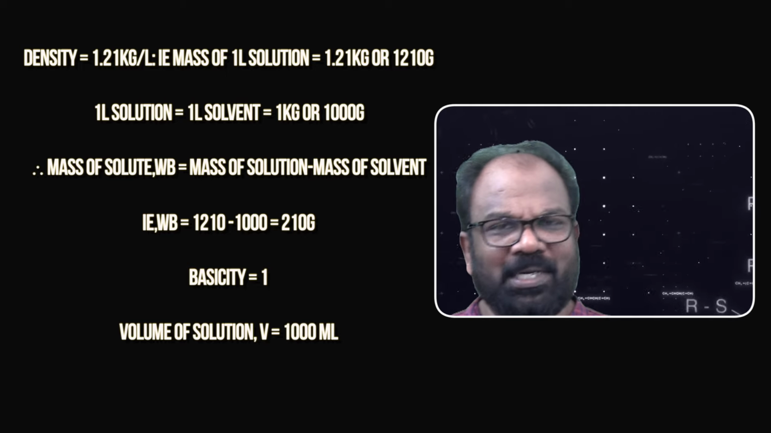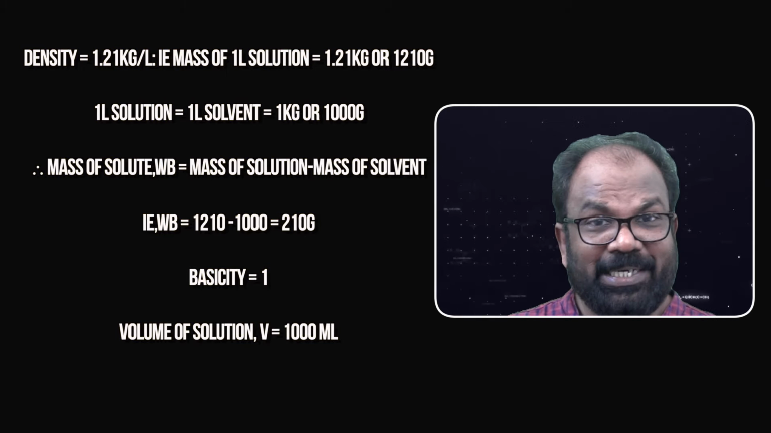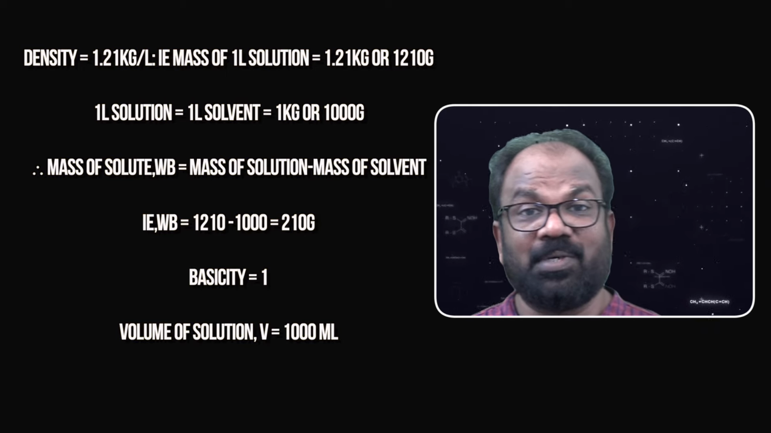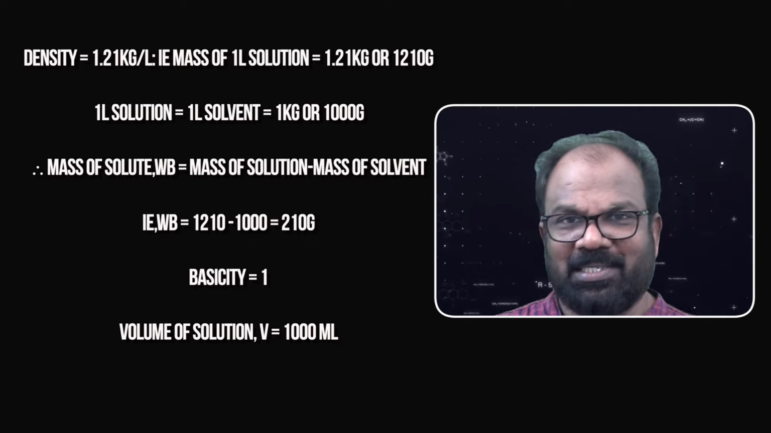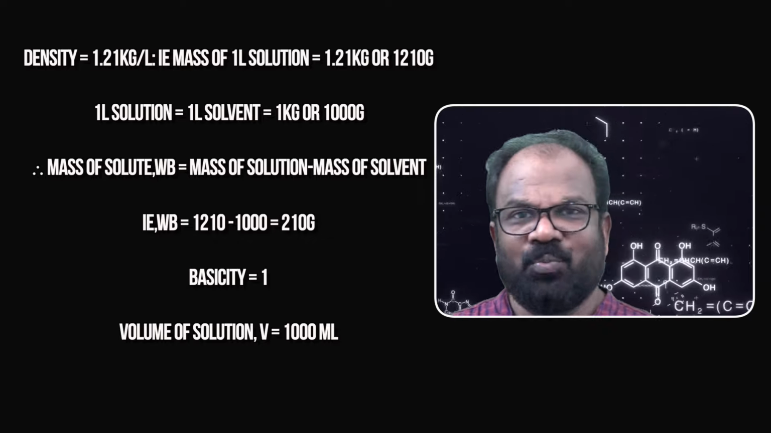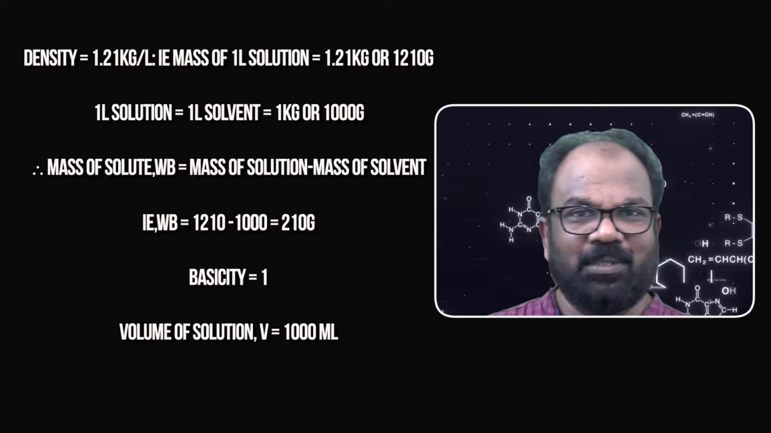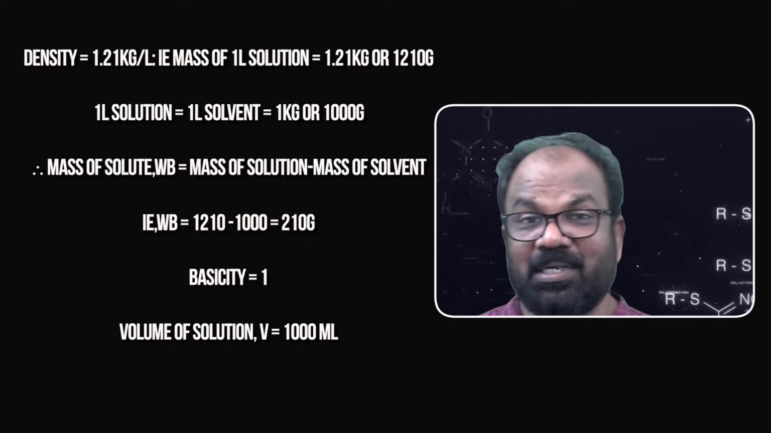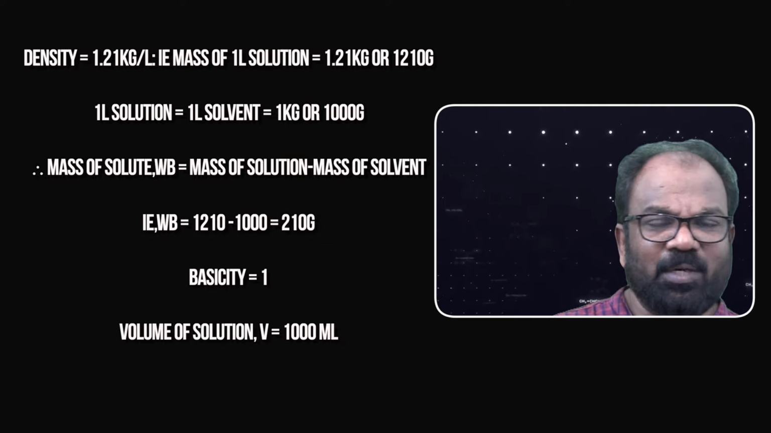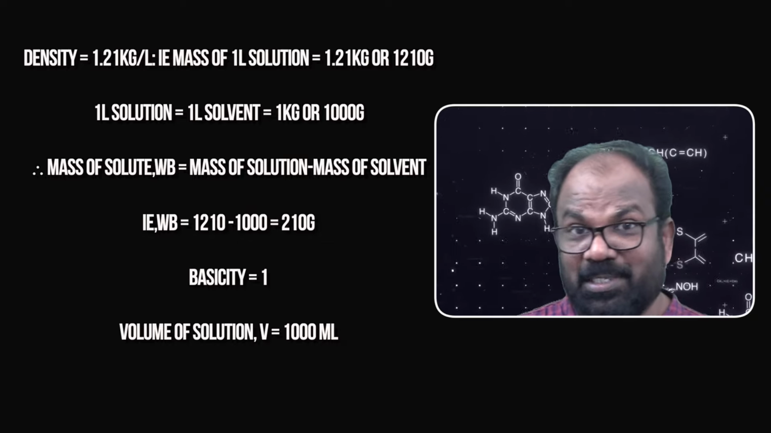Here density of the solution is given as 1.21 kilogram per liter. That means weight of 1 liter solution is equal to 1.21 kilogram. We know 1 liter solution contains almost 1 liter water. Weight of 1 liter water is equal to 1 kilogram or 1000 gram because density of water is equal to 1 gram per cc. Now we can calculate the weight of solute present in the solution.